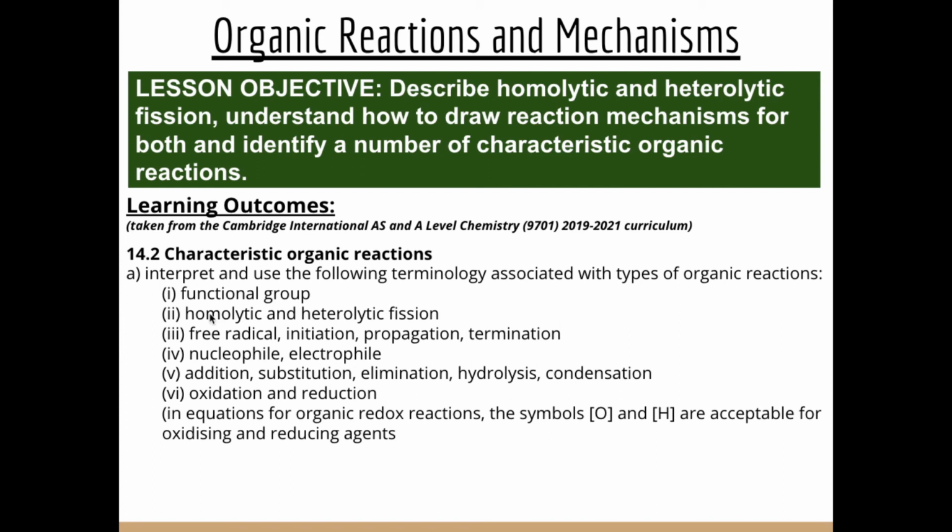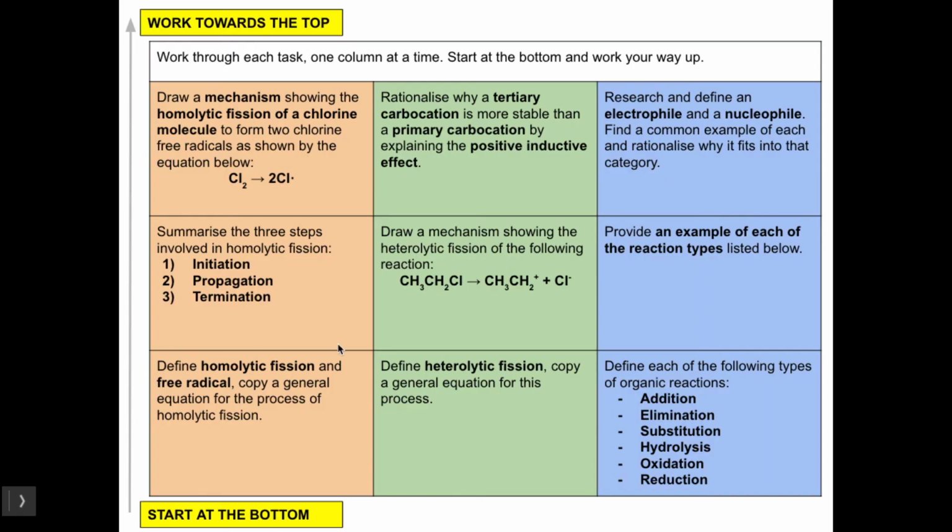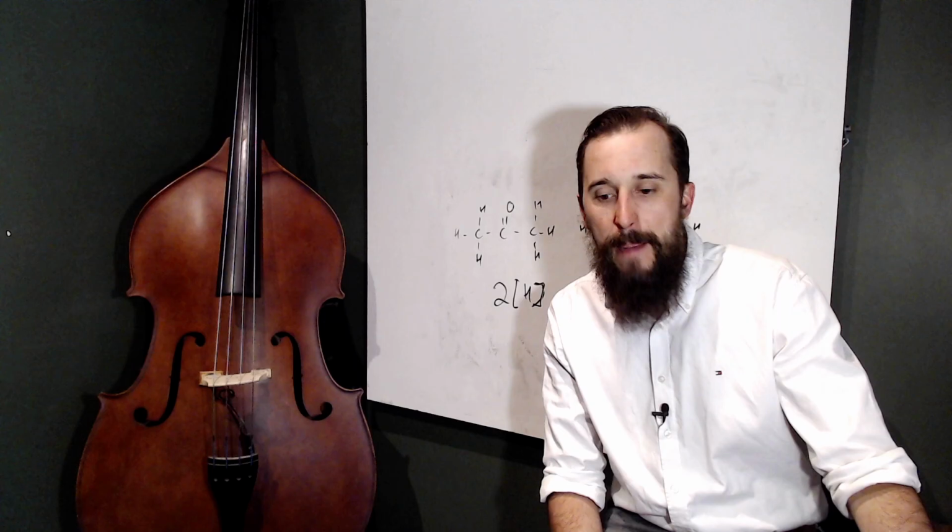What have we done today? We've interpreted and used the following terminology associated with types of reactions: functional group, homolytic and heterolytic fission, free radical, initiation, propagation, termination, nucleophile, electrophile, addition, substitution, elimination, hydrolysis, condensation, oxidation and reduction. Equations for organic redox reactions, the symbols O and H are acceptable for oxidizing and reducing agents. Here are the tasks. Pause, work through those columns, start at the bottom, work your way up.